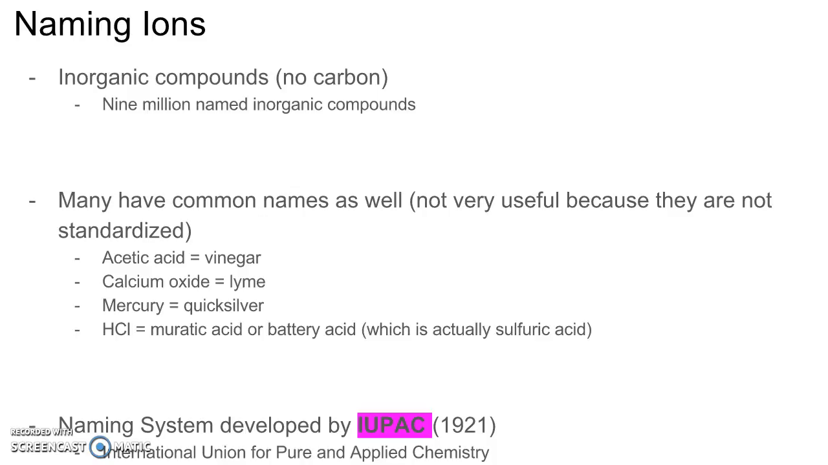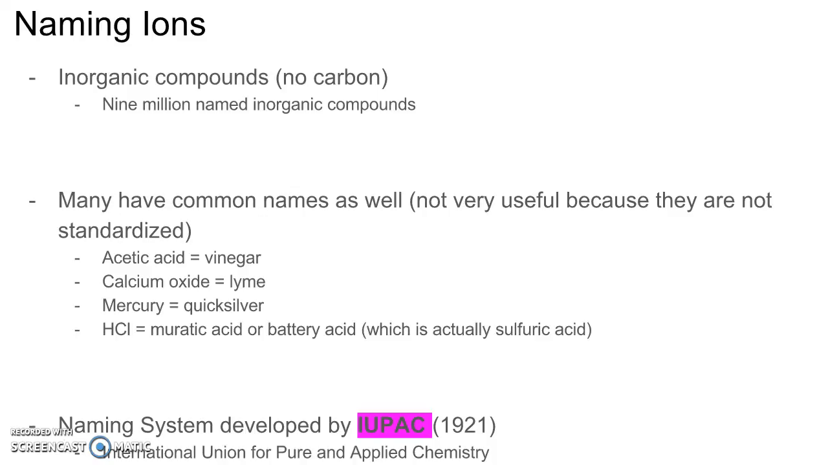The common names are not very useful because they're not standardized. Acetic acid is the technical name for vinegar. Calcium oxide is the technical name for lime. Mercury is sometimes referred to as quicksilver. You may or may not have heard it referred to as that before. Hydrochloric acid is muriatic acid or battery acid.